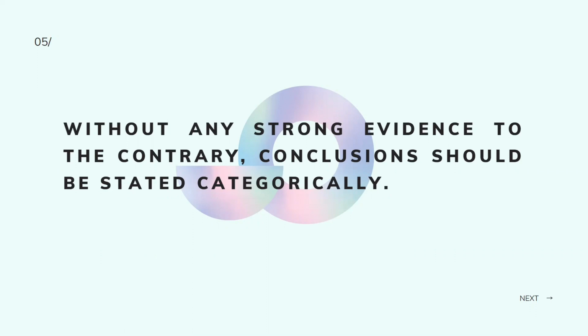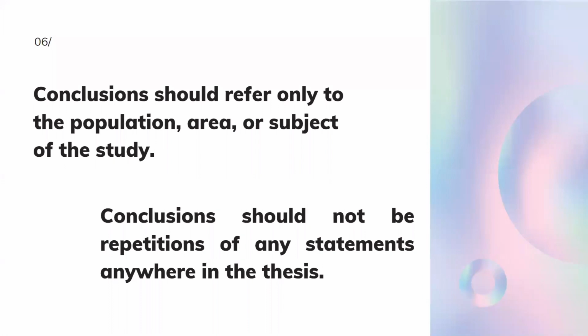Next characteristic, conclusions should refer only to the population, area, and subject of the study. Take for instance the hypothetical teaching of science in the high schools of Province A. All conclusions about the faculty, facilities, methods, problems, etc. refer only to the teaching of science in the high schools of Province A.